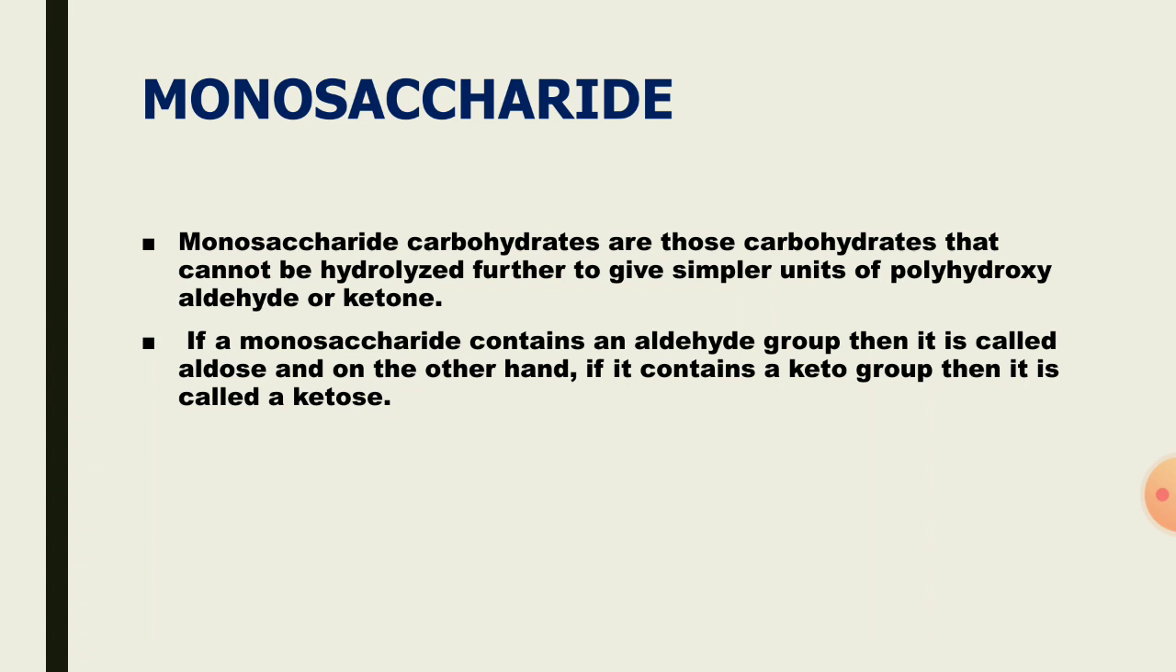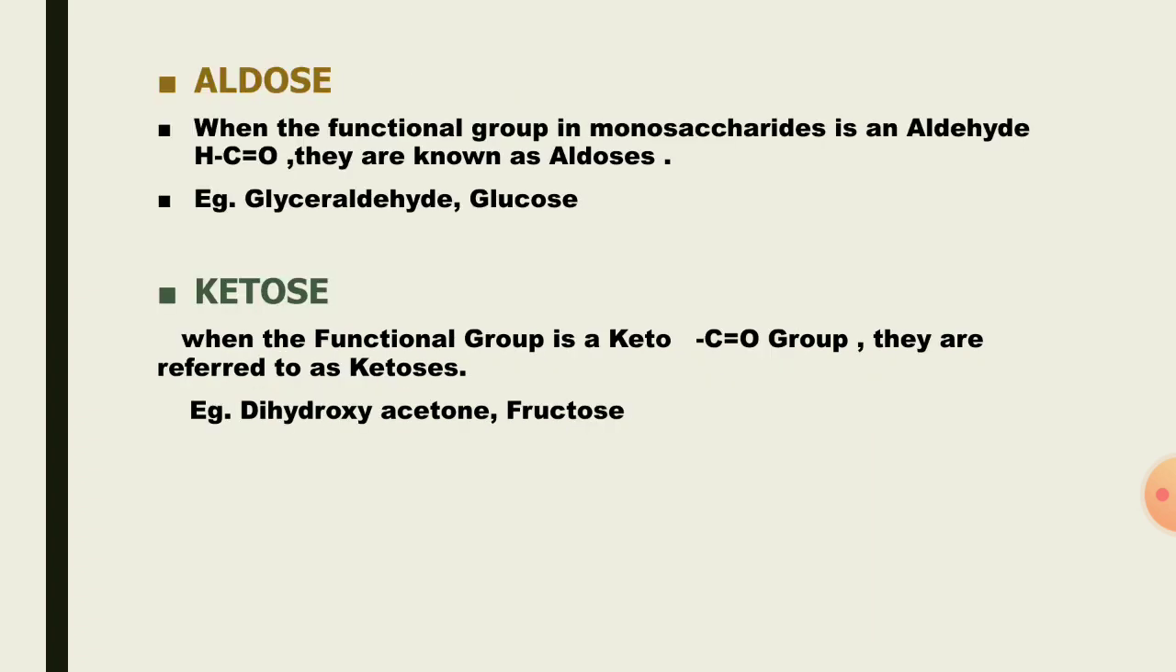Next, let's discuss monosaccharides. Monosaccharide carbohydrates are those carbohydrates that cannot be hydrolyzed further to give a simpler unit of polyhydroxy aldehyde or ketone. This is the simplest form of carbohydrates. If the monosaccharide contains an aldehyde group, it is called an aldose. If it contains a keto group, then it is called a ketose.